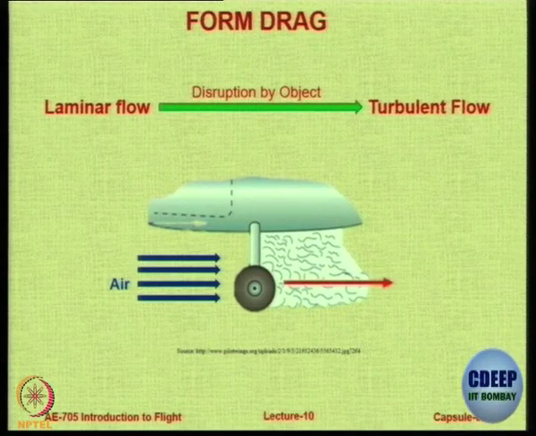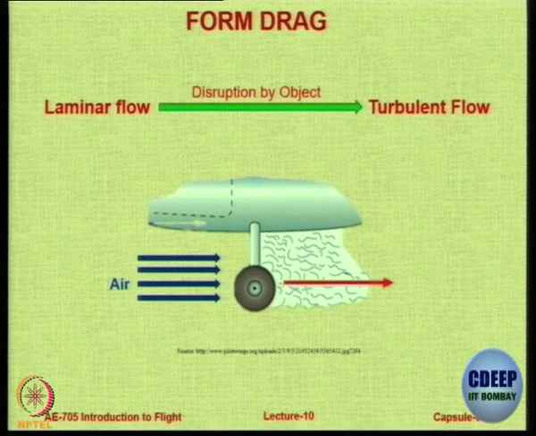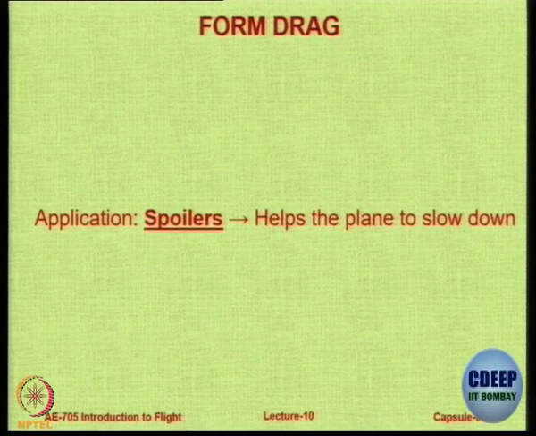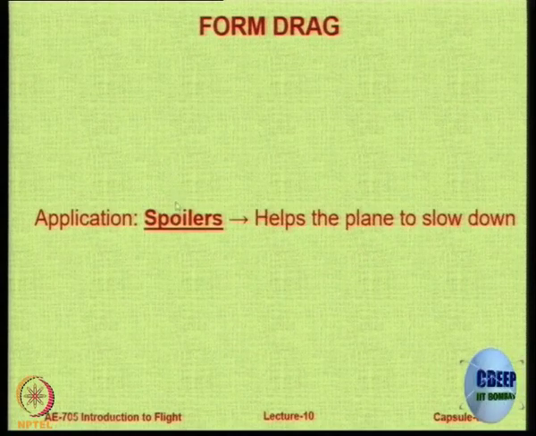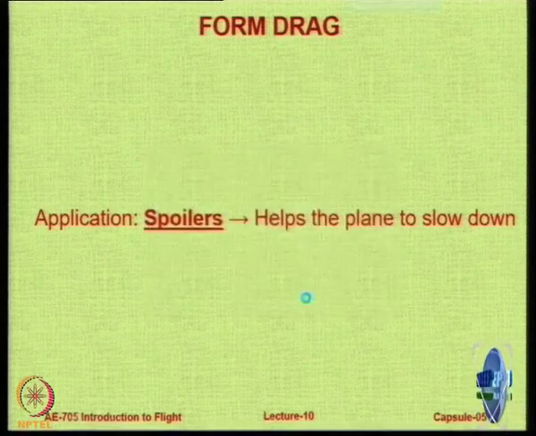So by presence of an object, the flow becomes turbulent. It could be a protruding rivet or it could be something else. So you can also have form drag because of the presence of some surfaces. We have already seen this in the first lecture.